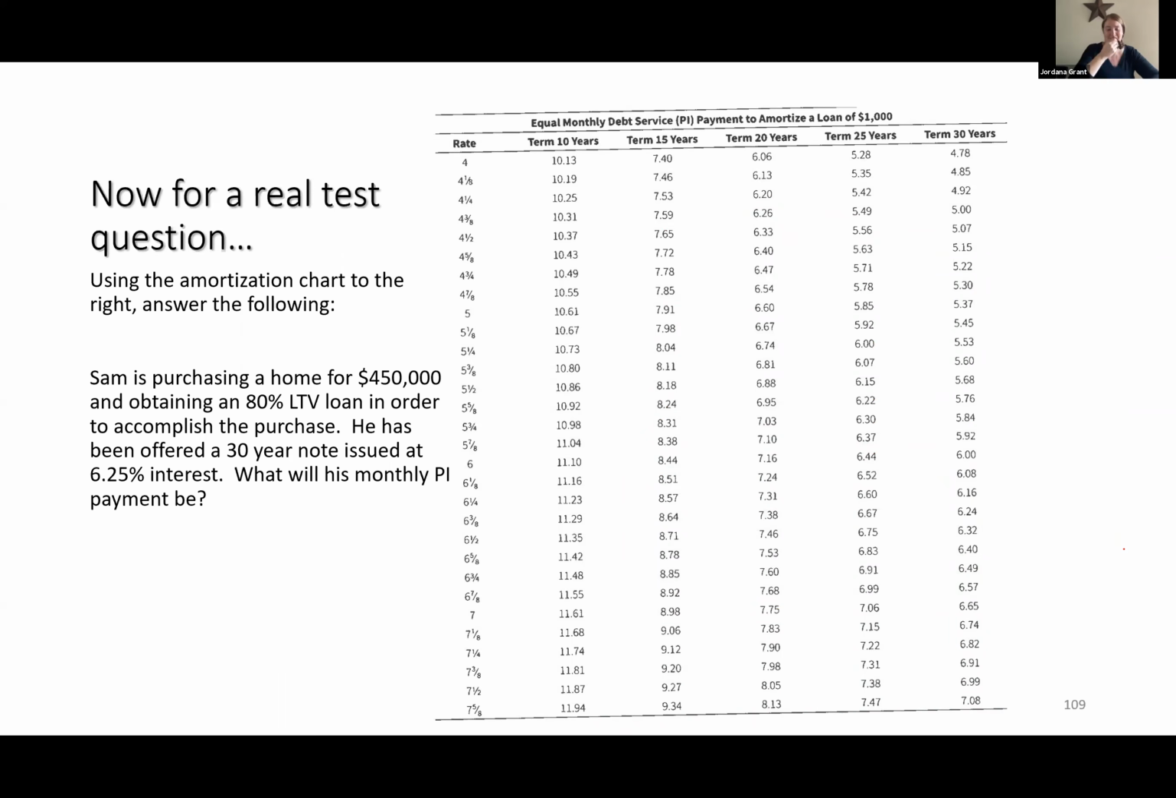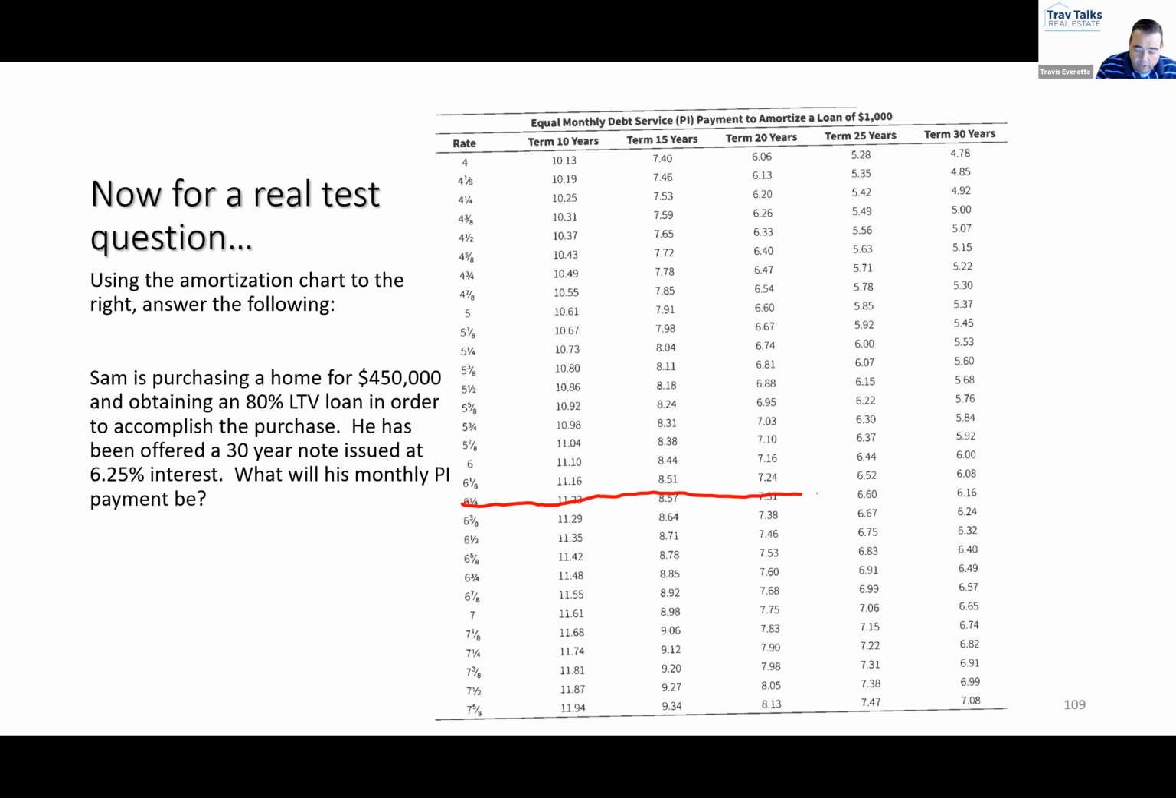So look at this question right here, because this is a test question. Sam is purchasing a home for $450,000 and obtaining an 80% loan to value loan in order to accomplish the purchase. He has been offered a 30-year note issued at 6.25% interest. What will his monthly PI payment be? Well, the first thing I think we need to do, can we all agree that we need to find the loan factor in the chart before we go any further? Yes.